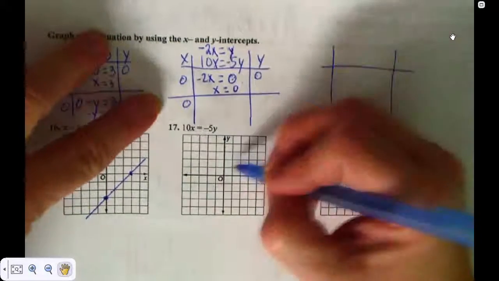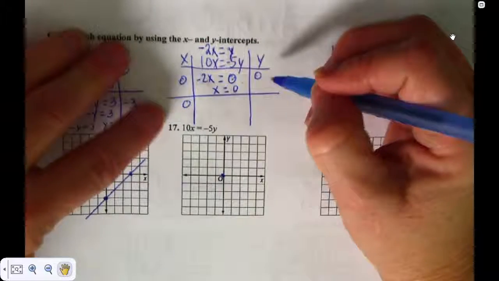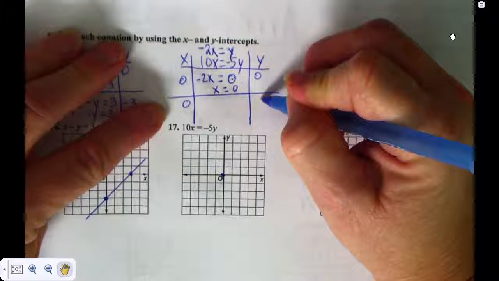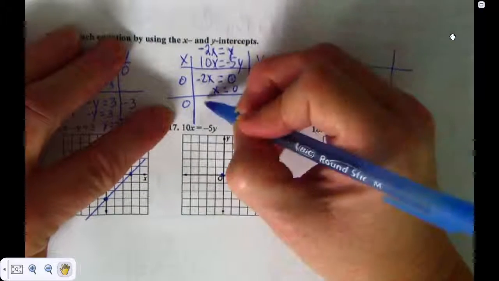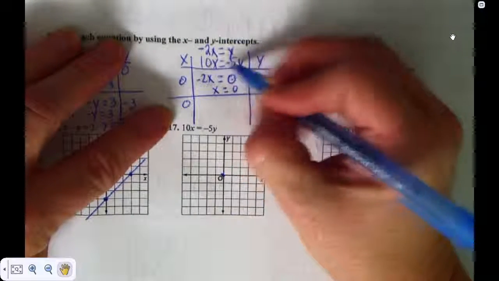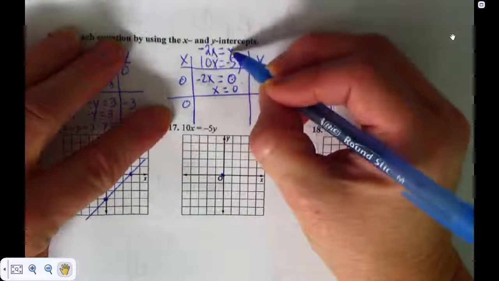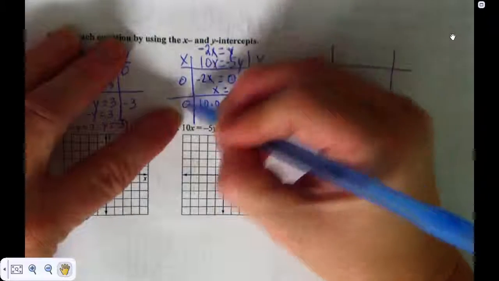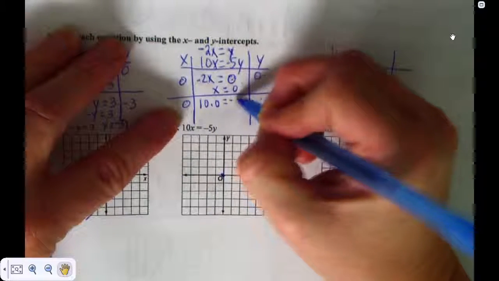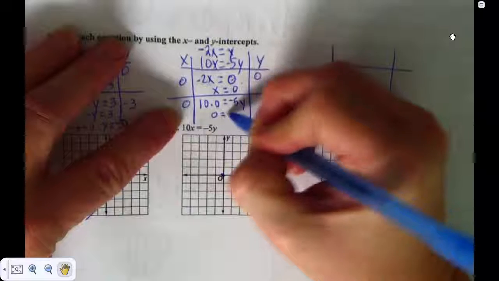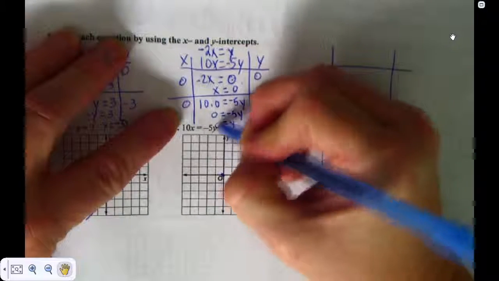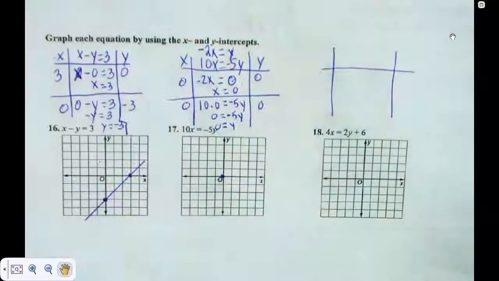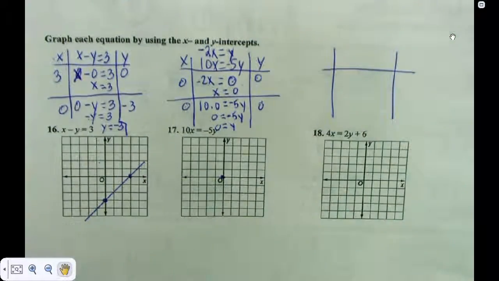True? Okay. So 0, 0. Well, what do you think y is going to be over here? Doesn't have to be 0. But if you put, let's use the 10x, because I doubt anybody reduced that, did you? Okay. So 10 times 0, you're putting 0 in for x, equals negative 5y. So y is 0. You divide by negative 5, you're going to get 0. The problem is how to graph it.